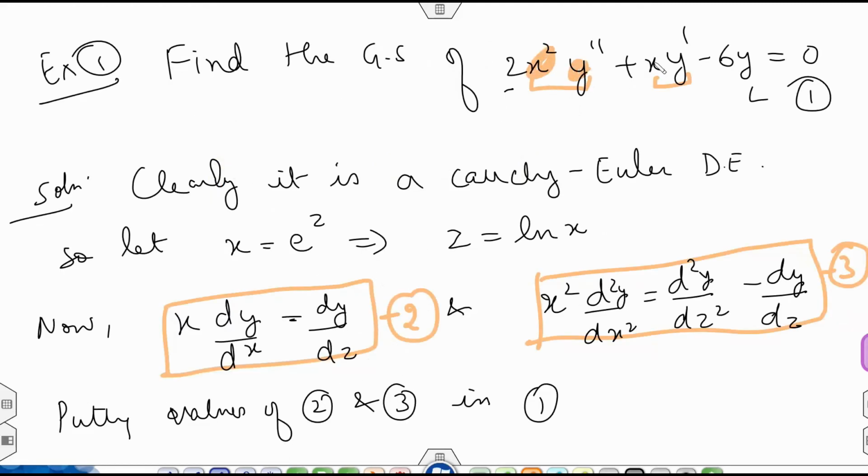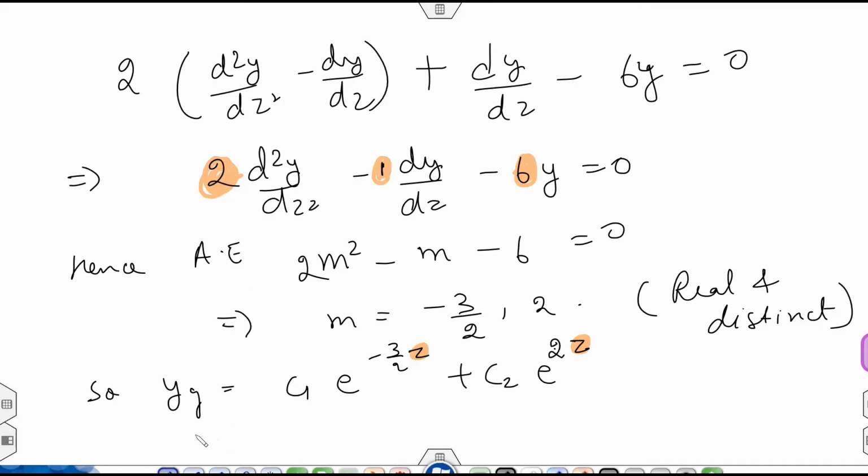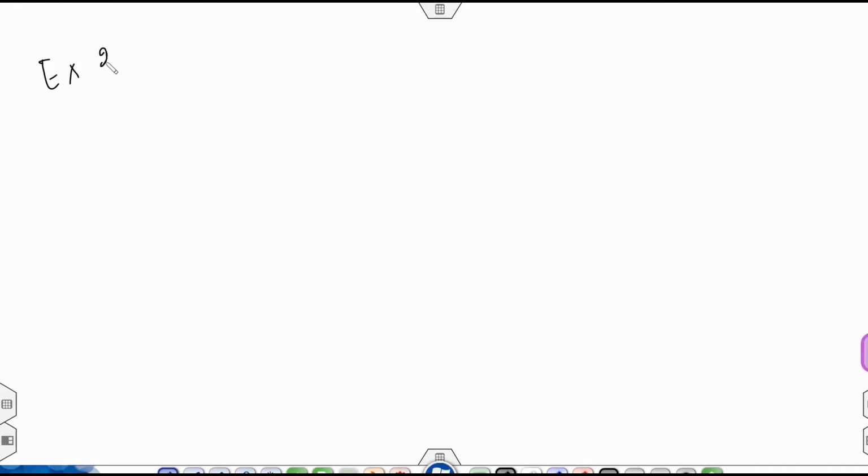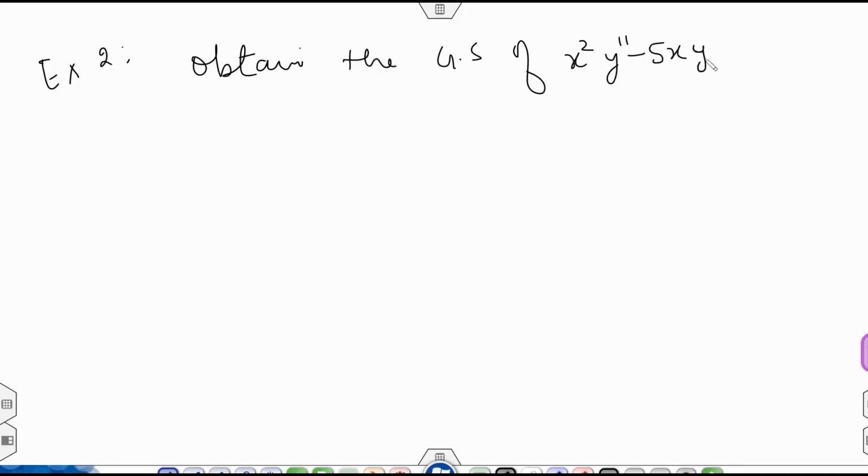So now you have converted this x into z. The final answer will be yg is equal to c1 x to the power minus 3 by 2 plus c2 x square, since x is e to the power z. So you can easily see that your final answer will be this. Let us solve another problem. Example 2. Obtain the general solution of x square y double dash minus 5x y dash plus 13y equal to 0.